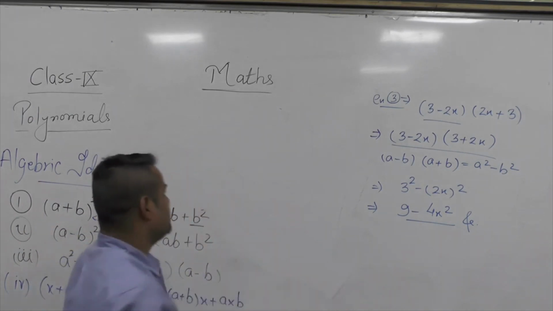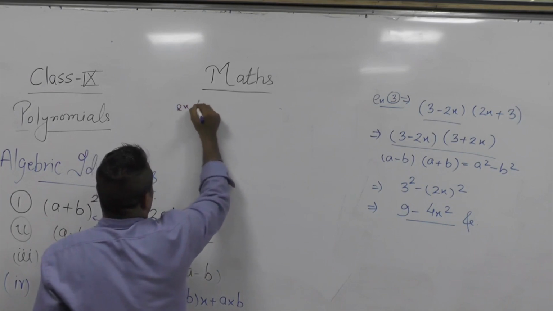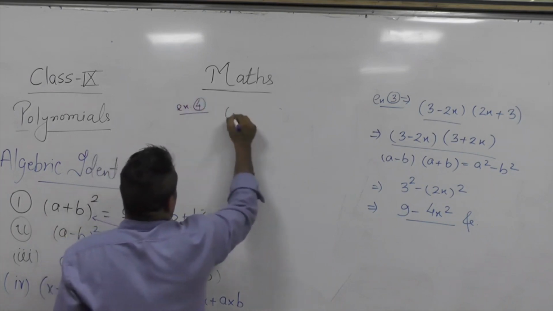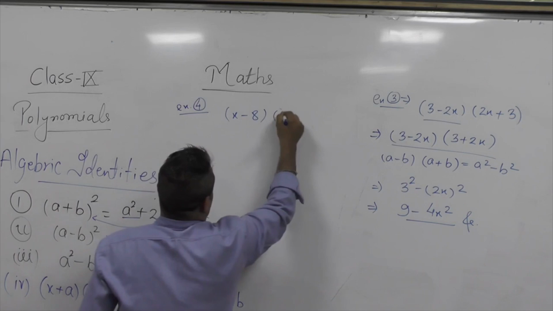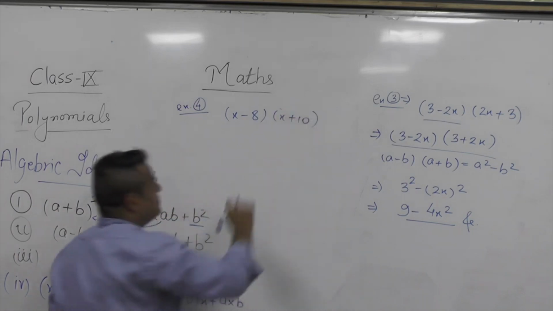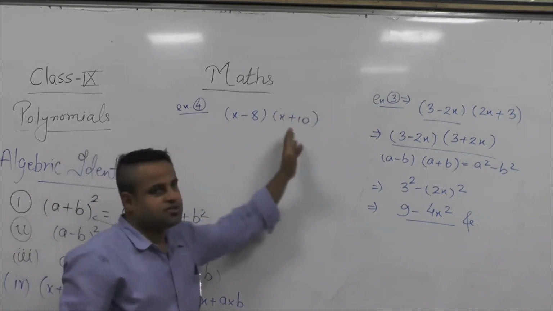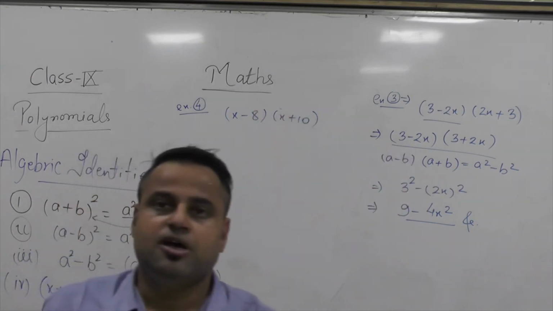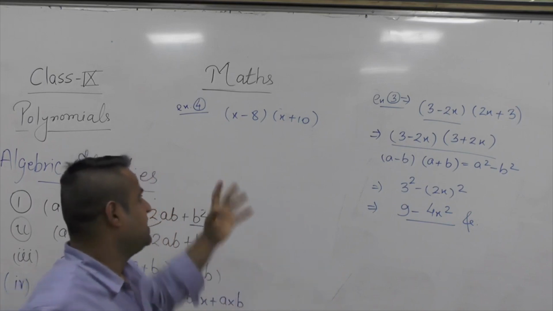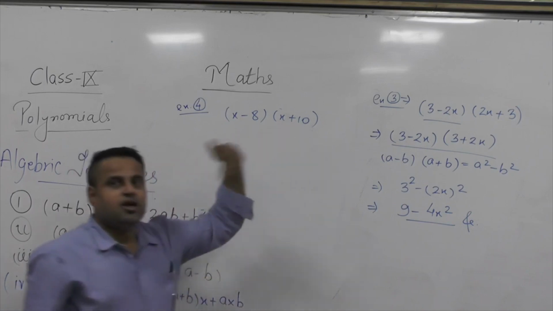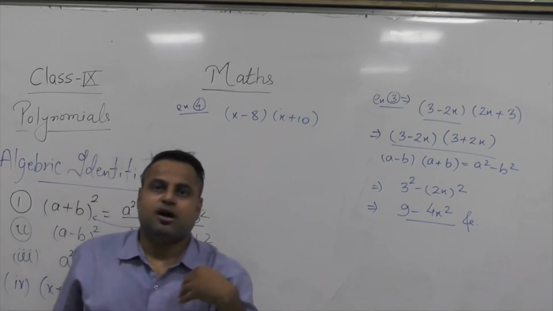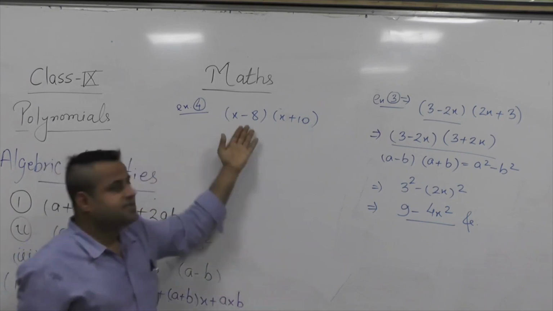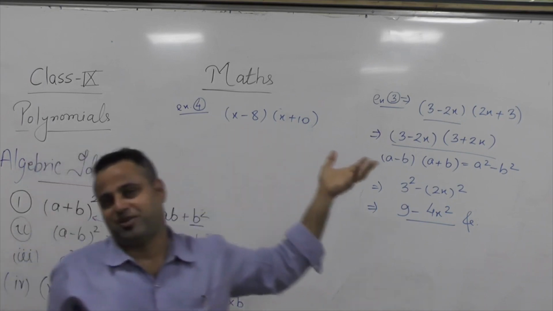I am taking here two numbers, but I will try to get some negative sign also. So I am taking it as x minus 8 and x plus 10. As you can see, one term is common, which is x, and 8 and 10 are two different terms, a and b. So the (x plus a)(x plus b) identity we are applying. You can object, 8 is negative, so how can we apply x plus a, x plus b?